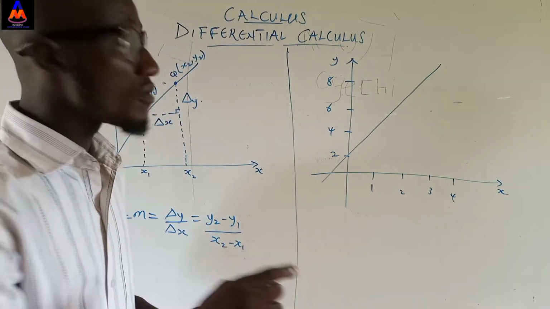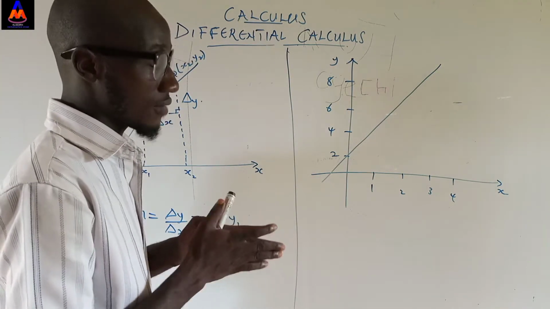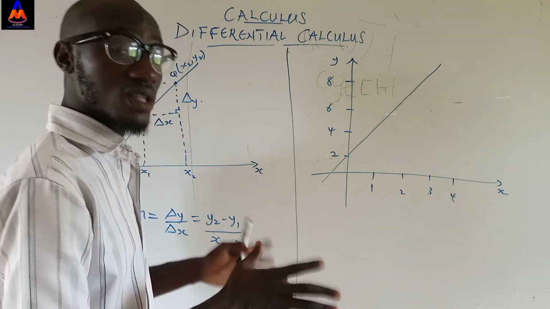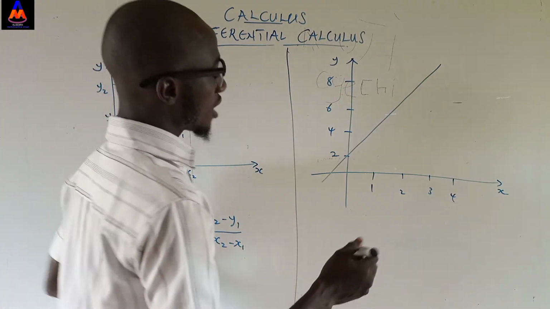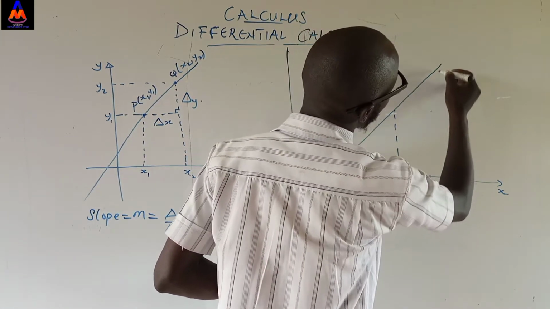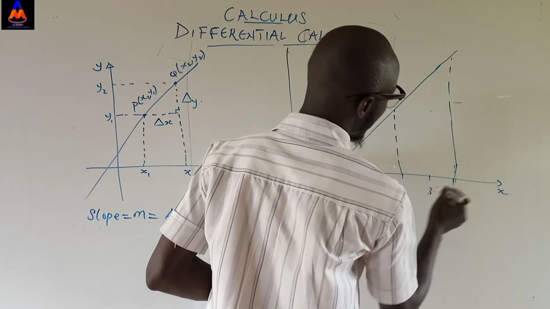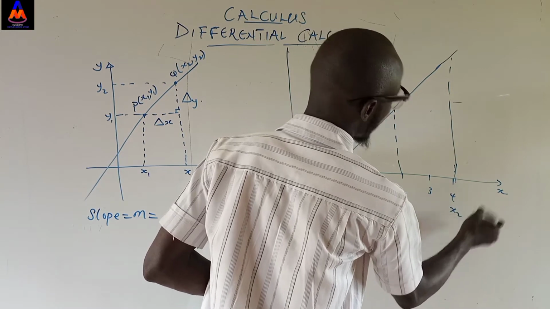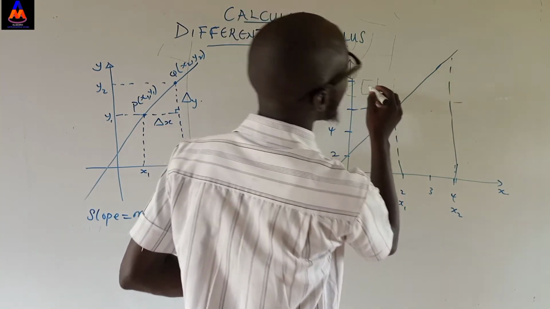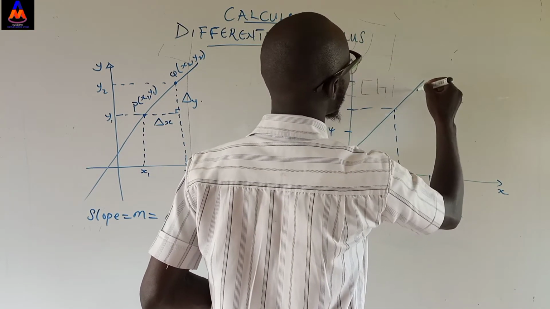One thing about the slope of a straight line graph is that no matter the point you choose on your straight line graph, the slope will always remain the same throughout that straight line graph. That's one attribute of a straight line graph. So let's assume that I have chosen my point x to be 2 and 4. So this is my x1, this is my x2, and then let's say this is my y1, and then this is my y2. I don't want you to go beyond this.